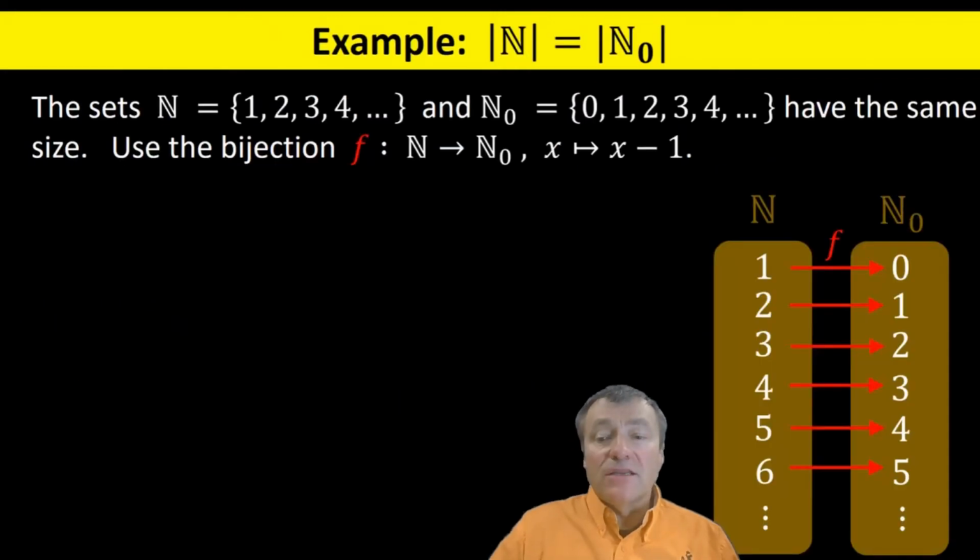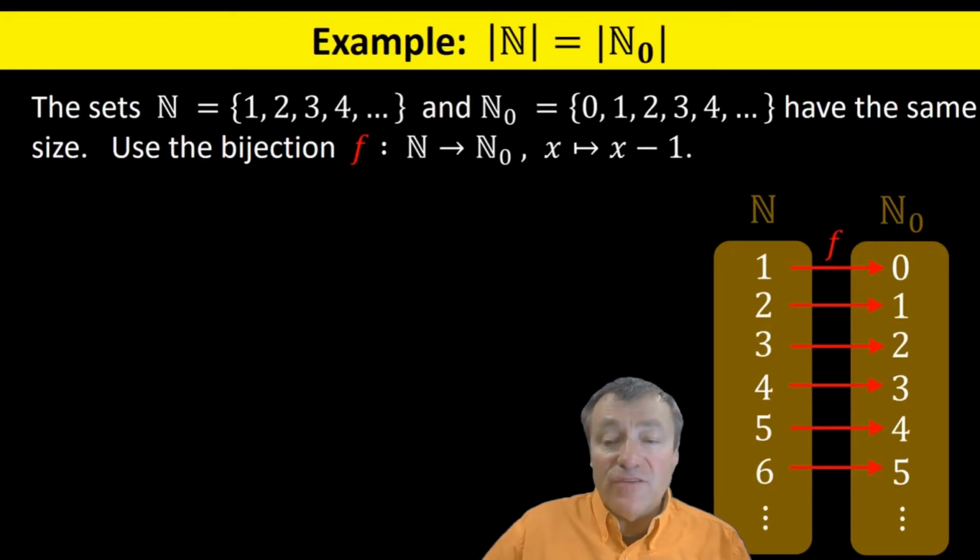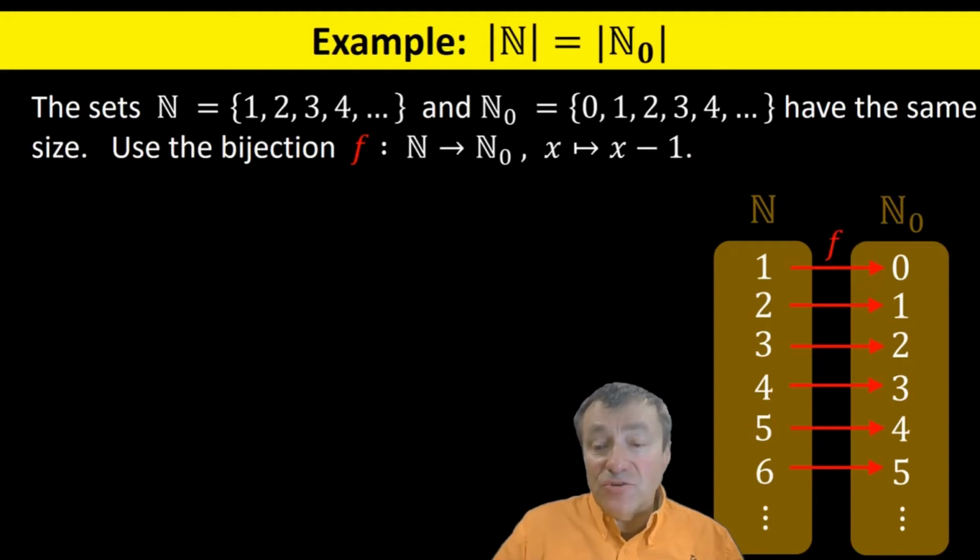So here is an instructive example. Take the set of positive integers, which I've called fancy N, blackboard bold N. Also, we have the set of non-negative integers, that's N sub 0. This set is the same as the natural numbers union a single element 0. These two sets have the same cardinality because we have a bijection between the two sets. I've shown you one. It's just the function that subtracts 1 from everything.